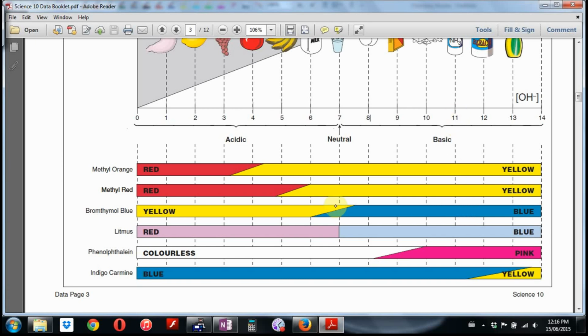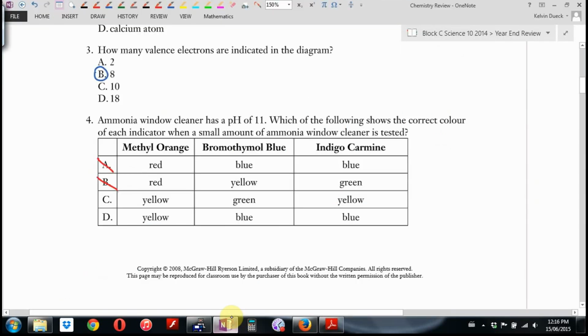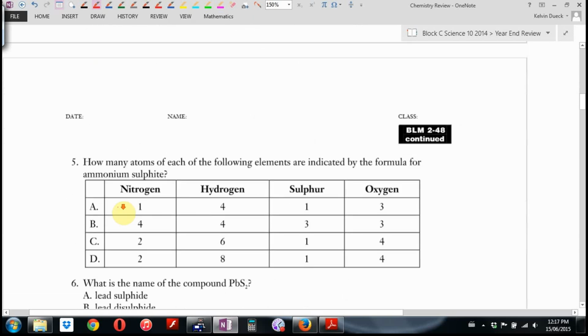Where would it be green? Probably right near the middle, because green is yellow and blue mixed, so somewhere around neutral. I'll double check. What was the other one? Indigo carmine. Indigo carmine might be turning yellow, might be barely blue still. It's really, really close. You know what? I think it's that one there. Is that right? D? That makes sense? Okay. Little pH.